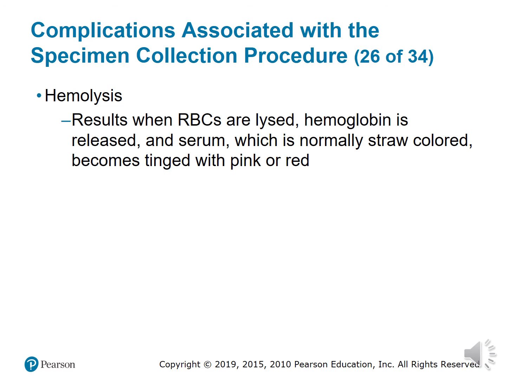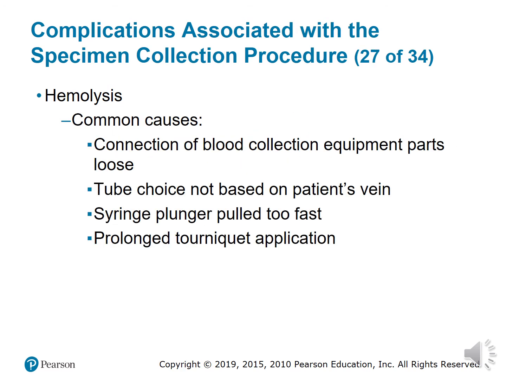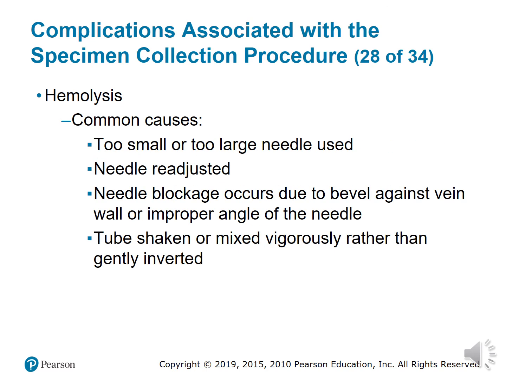Hemolysis results from RBCs. When your RBCs are lysed, hemoglobin is released and serum, which is normally straw color, becomes tinged with pink or red. Common causes: connection of blood collection equipment parts loose, tubes chosen not based on patient's vein, syringe plunger pulled back too fast, prolonged tourniquet application. Too small or too large a needle used, needle readjusted, needle blockage occurs due to bevel against vein wall or improper angle of the needle, tube shaken or mixed vigorously rather than gently inverted.